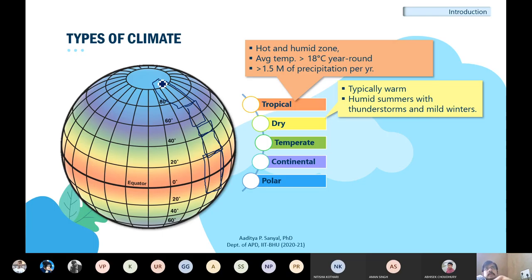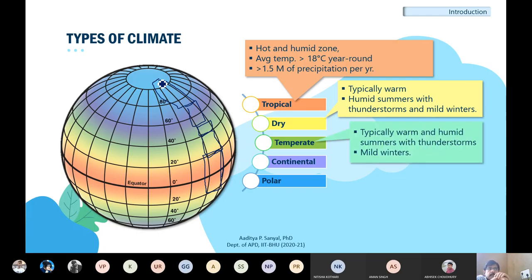The dry is basically typically warm or hot, if not humid summers with thunderstorms and mild winters. Tropical, the temperature all around the day is more than 15 to 18 degrees Celsius. You feel warm all through the year. That basically happens mostly across our country, except probably the cold or the mountainous regions.